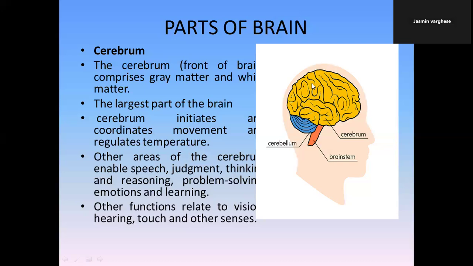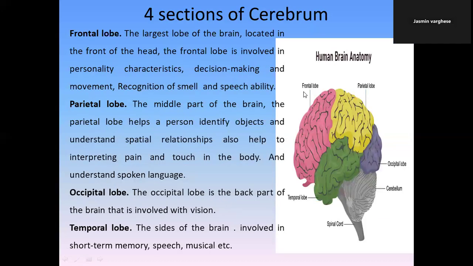The cerebrum has 4 sections. Now we will see the 4 sections of the cerebrum. First is the frontal lobe, then the parietal lobe, occipital lobe, and temporal lobe. So these are all the 4 parts of our cerebrum. The frontal lobe is the largest lobe of the brain, located in the front of the head. The frontal lobe is involved in personality characteristics, decision making, movement, and recognition of smell and speech ability.